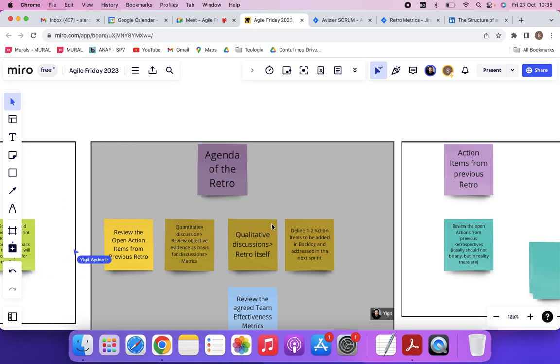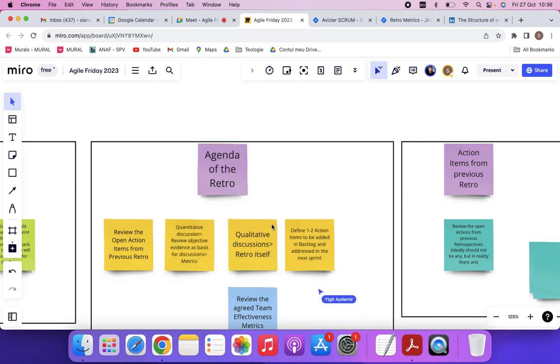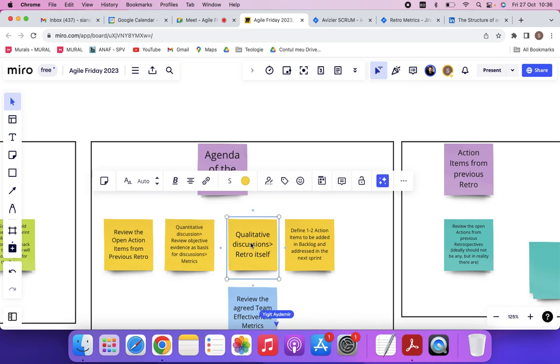Of course, do it in a safe environment. I mean, don't point out anyone, no person. It's only focusing on the metrics, not on the persons, not blaming anyone. So it should be a blameless environment. And then we go to the qualitative discussion.